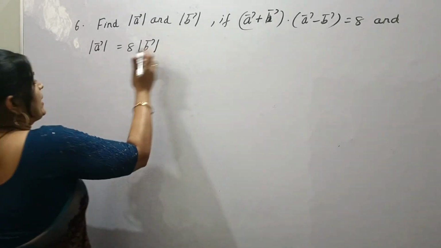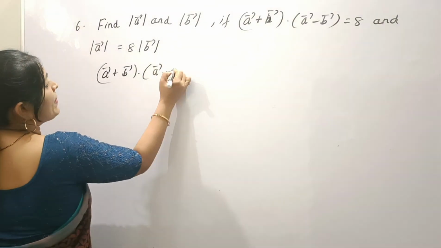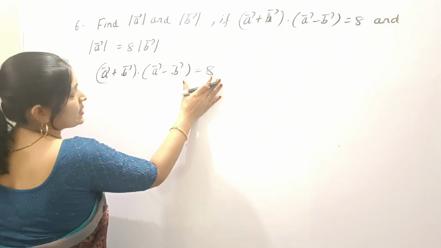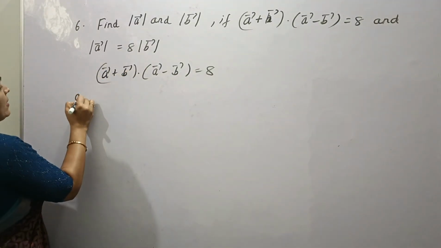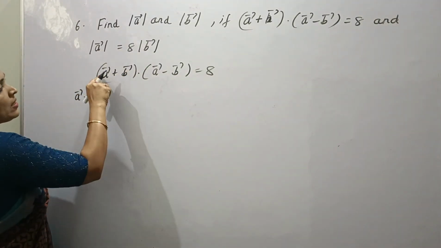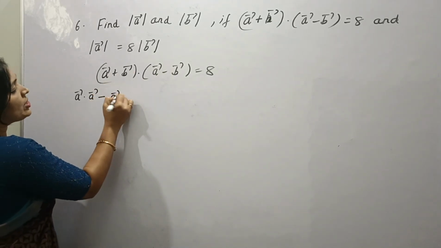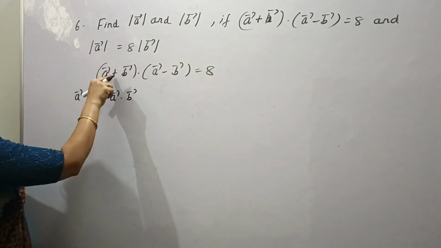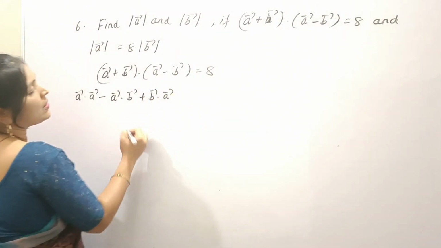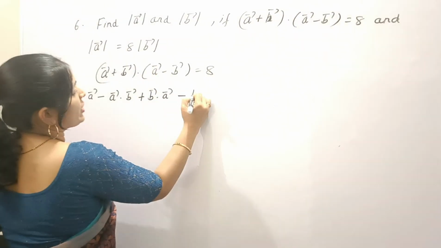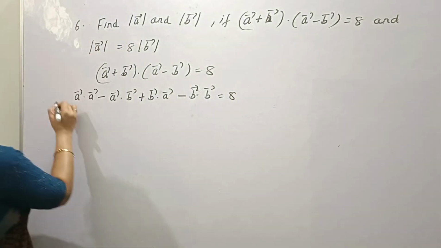That is, (vector A plus vector B) dot (vector A minus vector B) is equal to 8. Let's expand this one. That is vector A dot vector A, vector A dot minus vector B, that is minus vector A dot vector B. Next, plus vector B dot vector A, minus vector B dot vector B. That is equal to 8.